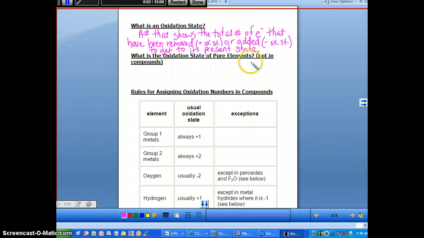Whenever you have a pure element, it's very easy to determine its oxidation state because it is 0. Things get a little bit more complicated when you have compounds. There's a list of rules on your note sheet. If you take a minute to look that over, keep this paper handy because we're going to use it to do some practice problems. So after this, you're going to look at the paper that has the charts, and we're going to work through a couple of those together.